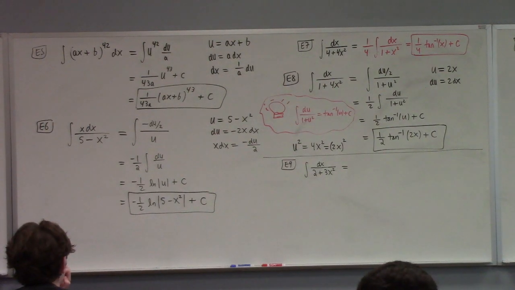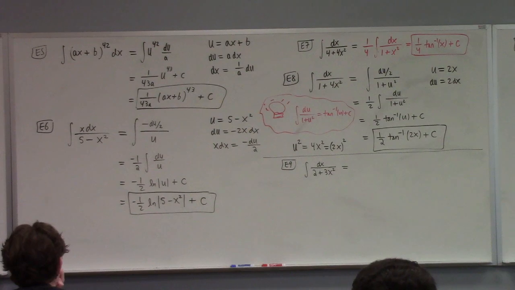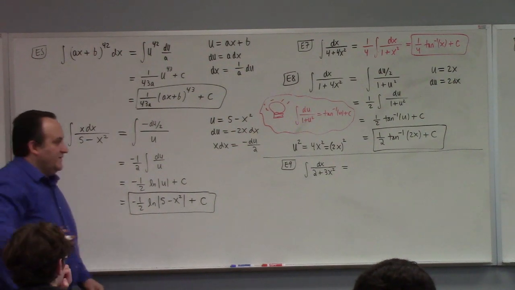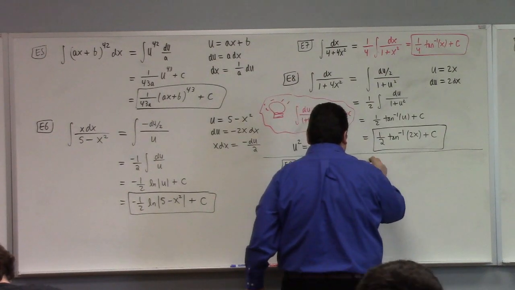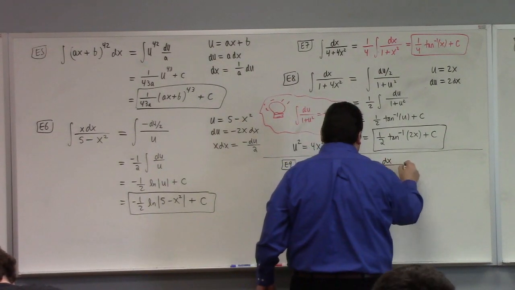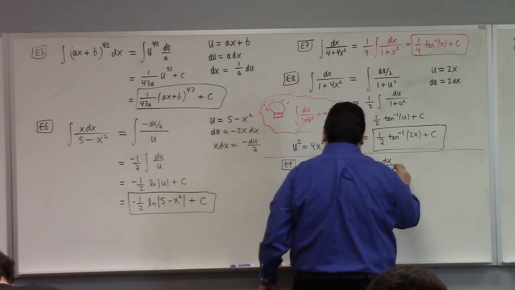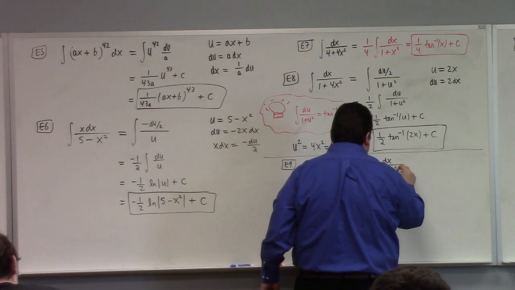I mean, we know how to deal with 1 plus u squared, right? How can we convert that to 1 plus u squared? I think of it this way. I need to change that 2 into a 1. So the way to do that is to factor a 2 out. So this is really 1/2 the integral of dx over 1 plus 3x squared over 2.